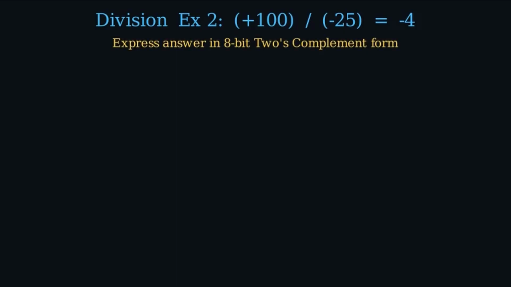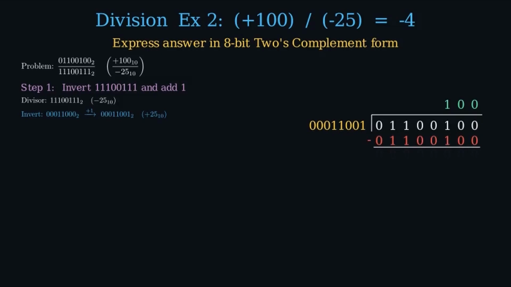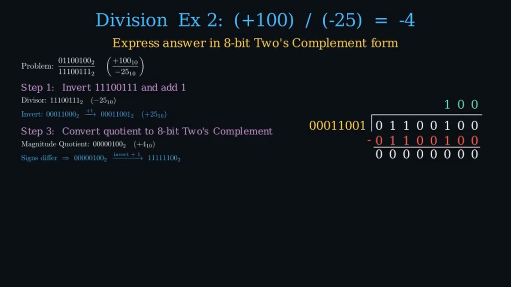Now our second example, we have 100 divided by negative 25, so we'll have to remember that it is going to be negative at the end. So we'll have to invert the 25, get it out of 2's complement, then divide like normal, and then because our result is negative, we have to flip it back into 2's complement, which gives our result of negative 4.